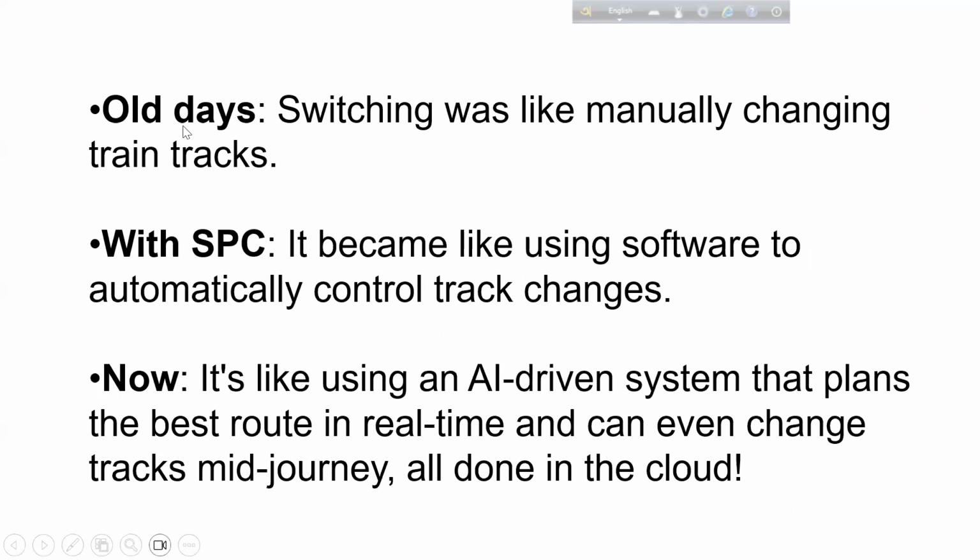You can say that in old days, switching was like manually changing train tracks. Now with SPC, it became like using software to automatically control track changes. Track changes means the switching, so the switching now happens automatically, done by the software. It's like using an AI-driven system that plans the best route in real time and can even change tracks mid-journey, all done in the cloud. This is the switching system we are using in today's life.